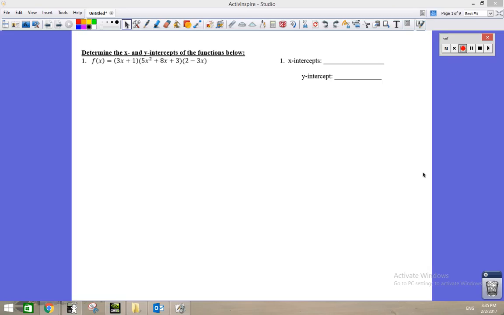Alright, so let's take a look at these problems on these polynomial functions. Here they're wanting us to find the intercepts. To find the x-intercepts, you let y equal 0, so that y is the output of this function. So if we just take the left-hand side and let it equal 0, and then on the right-hand side, we want to factor this completely.